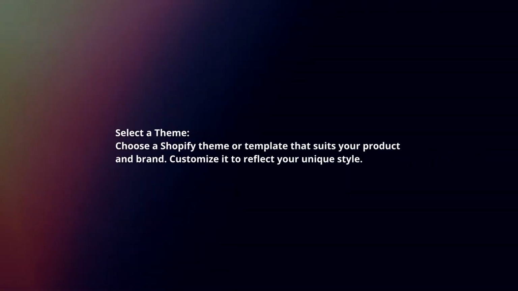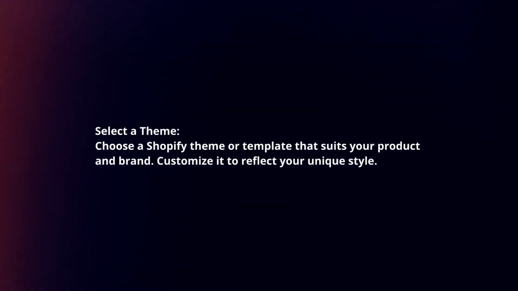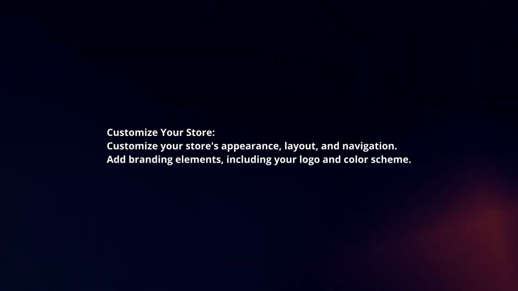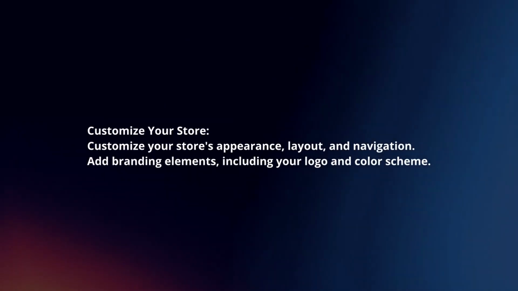Select a theme. Choose a Shopify theme or template that suits your product and brand. Customize it to reflect your unique style. Customize your store. Customize your store's appearance, layout, and navigation. Add branding elements, including your logo and color scheme.